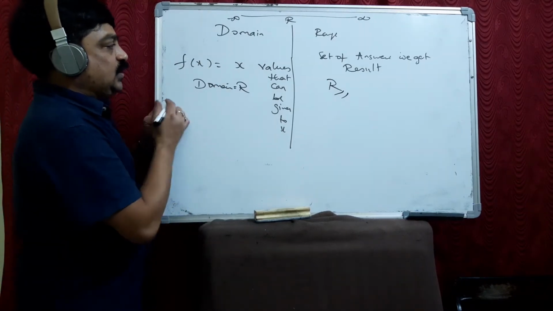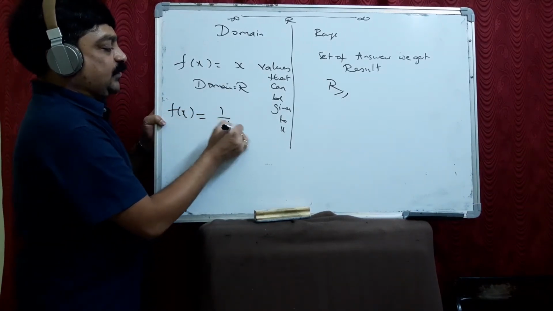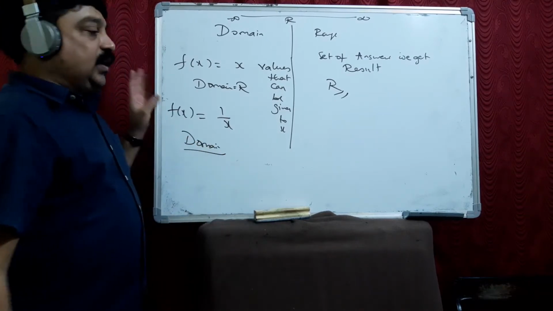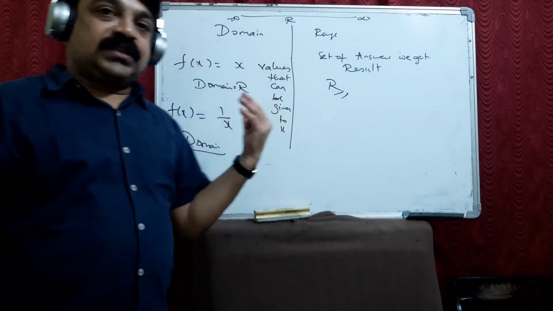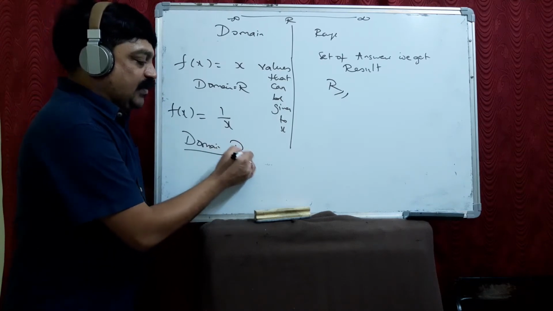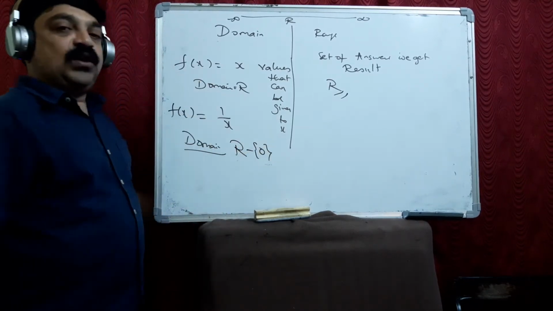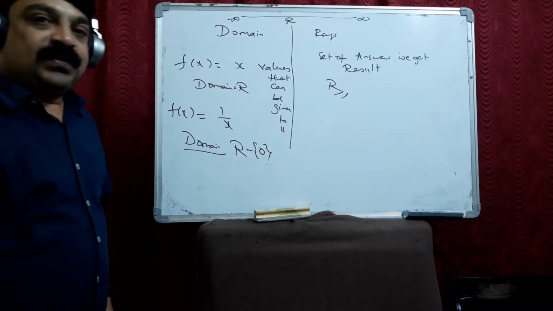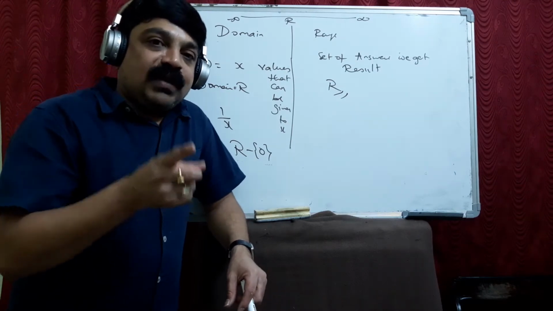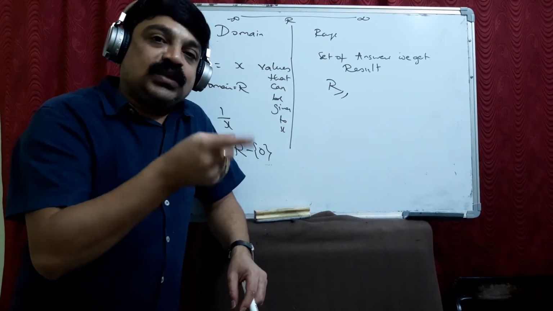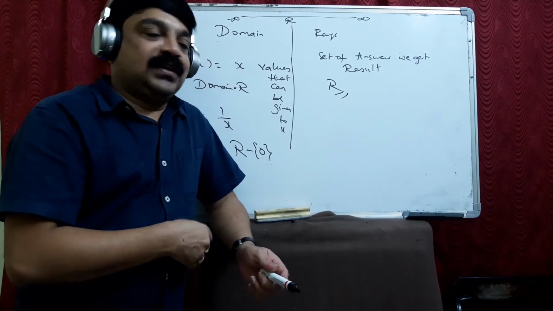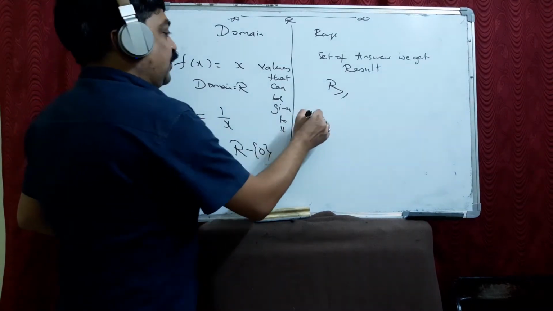Now suppose f(x) = 1/x. What is the domain? That means, can we give any value from the real numbers to x in this function? No, because I can give any value except 0. Because when you give 0, this function becomes undefined. So the domain is the set of real values of x that can be given so that the function is defined. Function defined means it will not be undefined. Okay. What is the range for this?